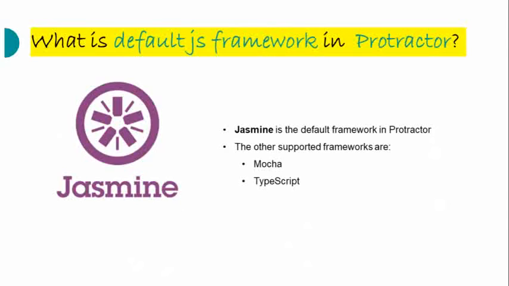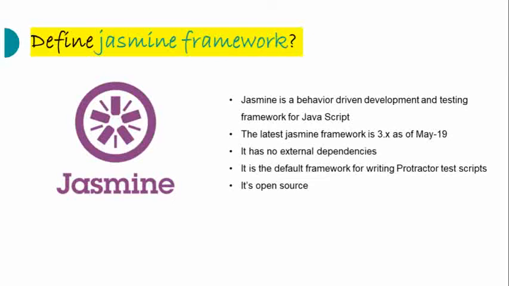What is the default JS framework in Protractor? Jasmine is the default framework in Protractor. The other supported frameworks are Mocha and TypeScript. Now, what is the Jasmine framework? Jasmine is a behavior-driven development and testing framework for JavaScript. The latest Jasmine framework is 3.x as of May 2019. It has no external dependencies. It is the default framework for writing Protractor test scripts, and Jasmine is open source.